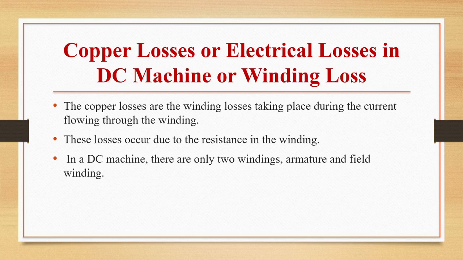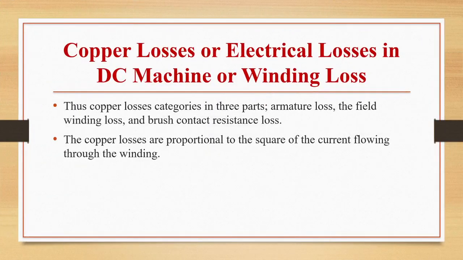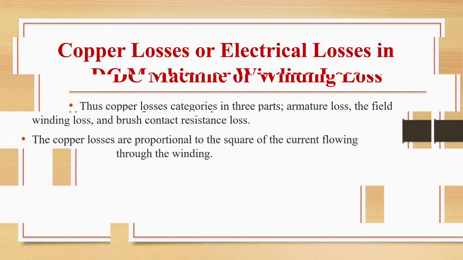In a DC machine, there are only two windings, armature winding and field winding. So copper losses are categorized into three types: armature copper loss, shunt field copper loss, and brush contact resistance loss. This also we have to include. In field winding loss, we can see whether it is series or shunt, and one more loss is brush contact resistance loss. Copper losses are proportional to the square of the current flowing through the winding, that is I square into R. This is the general formula for copper loss, students.